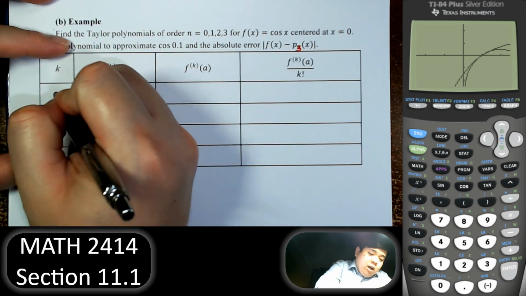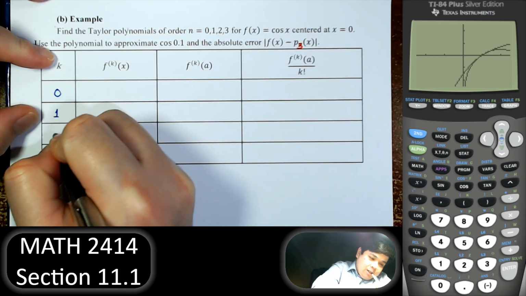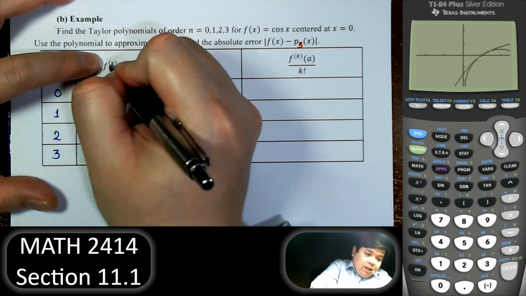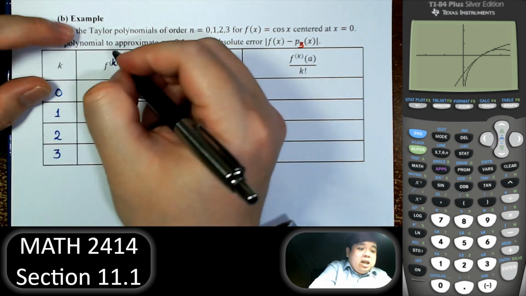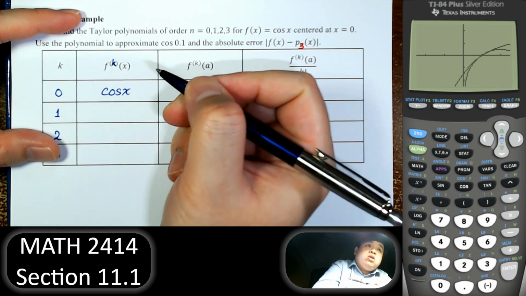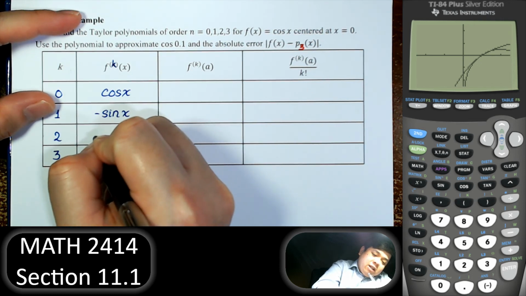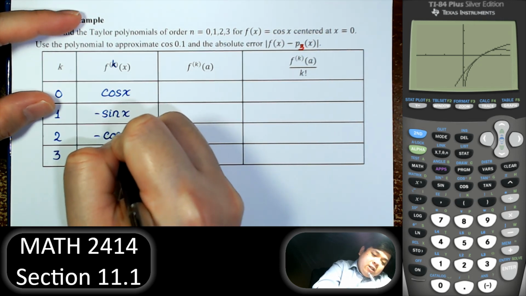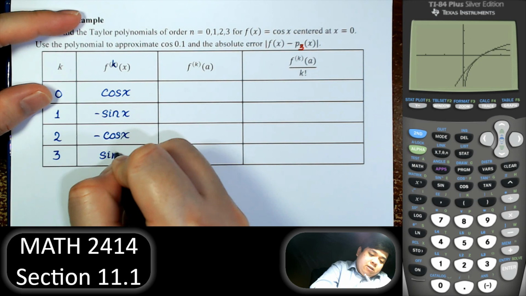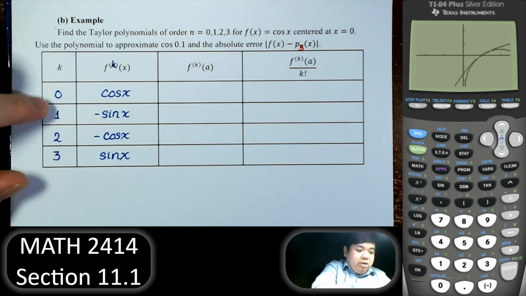Now, k will be equal to 0, 1, 2, 3. So we start with that. Here we have f^(k) in the parentheses, meaning we will take derivatives. We start with cosine of x. The derivative of cosine of x is negative sine x. The derivative of negative sine x is negative cosine of x. And the derivative of negative cosine x is sine x. Simple enough, right? Function, first, second, third derivative corresponding to the index.